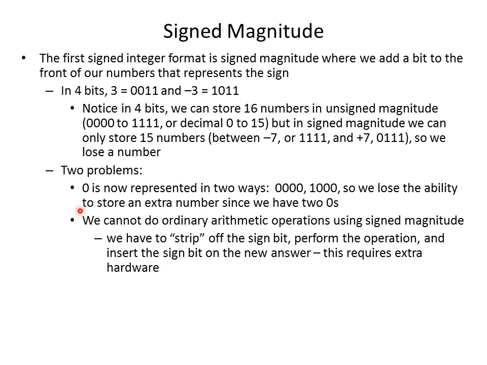We cannot do ordinary arithmetic operations using signed magnitude. We have to strip off the sign bit, perform the operations, and insert the sign bit on the new answer. This is the required answer of the hardware. Whenever we perform any calculations, we need not include the sign bit in the calculations, since it gives the wrong result. So we strip off the sign bit and perform the operations. Then again insert the sign bit in the new answer.